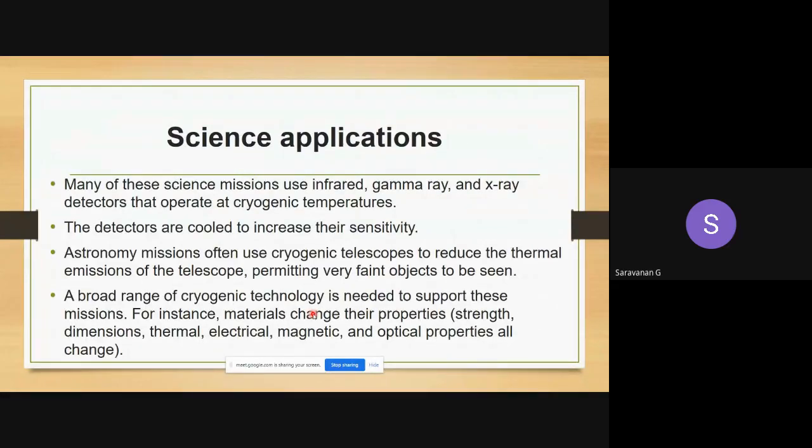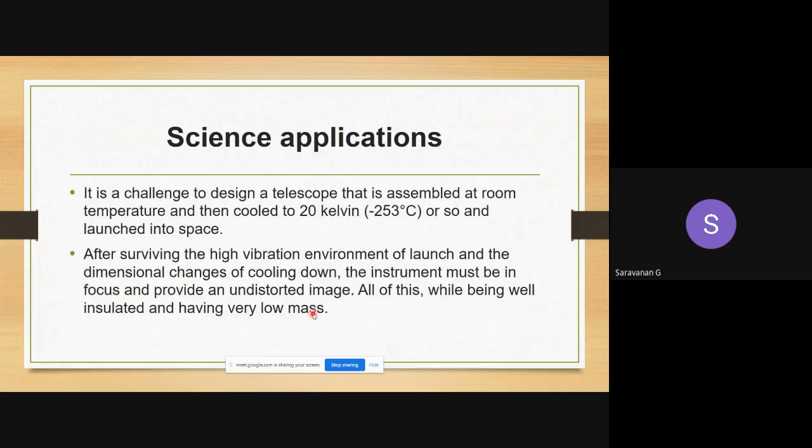Other than detectors, the cryogenic telescope can be used. The optical parameters have to be enhanced, otherwise there will be some emission of thermal energy, so it is not possible to see the proper image of the object. The electromagnetic properties of the entire system also have to be taken into account. For that, we cool down using these cryogenic liquids. The range of temperature is 20 Kelvin, and vibration has to be removed in that case.